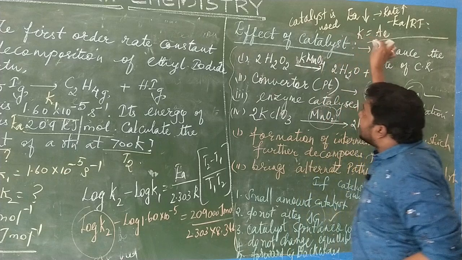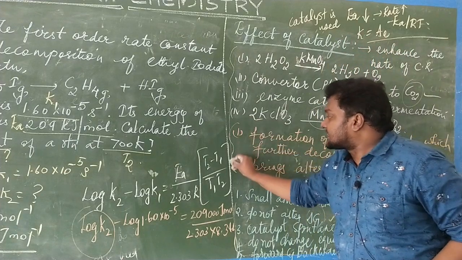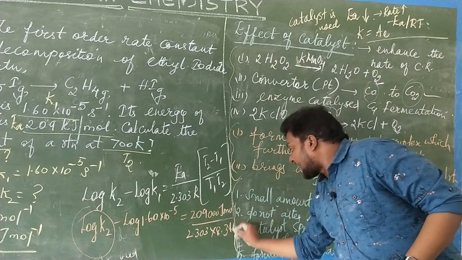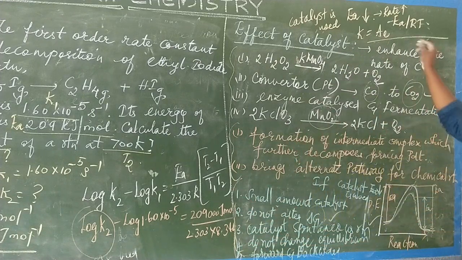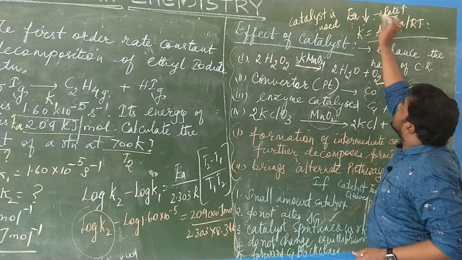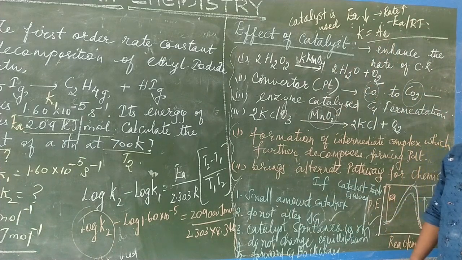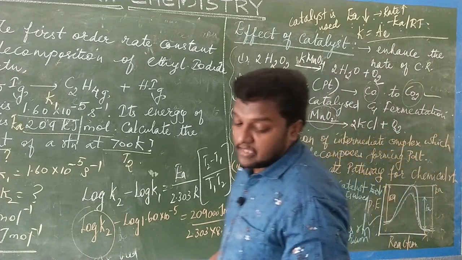So what is a catalyst? Examples for the catalyst. What is the effect of catalyst? What does it do? What are the characteristics of a catalyst? When we use a catalyst, the activation energy decreases. When activation energy decreases, the rate of chemical reaction increases. I have explained this. This is about the effect of catalyst. And the last topic which we have is the collision theory.